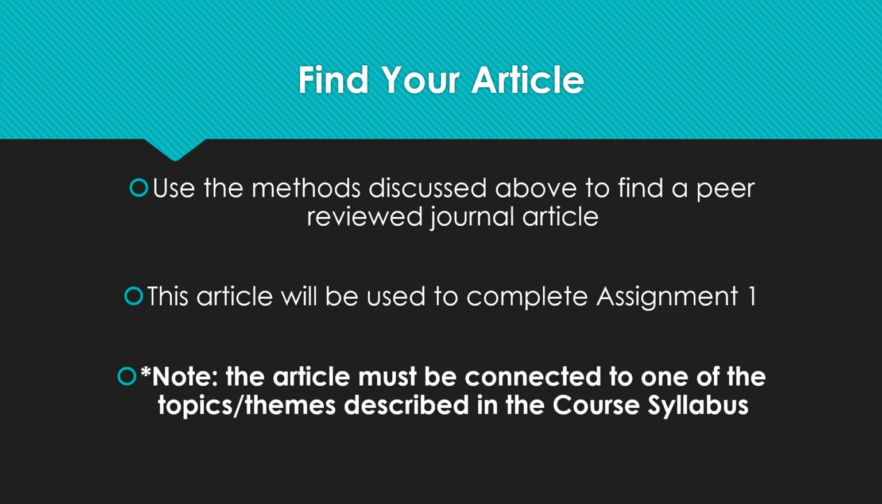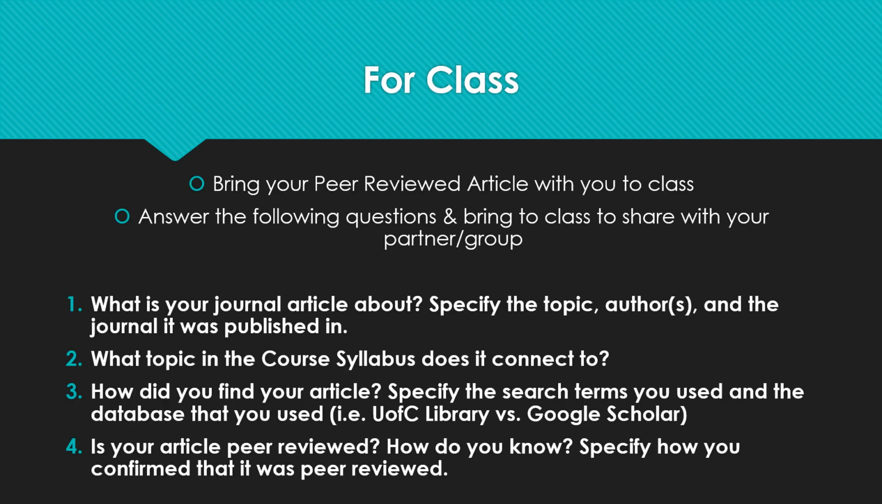Now that you understand what peer review is, how to determine if an article has been peer-reviewed, and how to use the University of Calgary Libraries and Google Scholar, you will now find a peer-reviewed journal article. This article that you find will be used to complete Assignment 1, and please note that the article you select must be connected to one of the topics and themes described in the course syllabus. Once you have found your peer-reviewed journal article, please be prepared to bring the article with you to class in addition to answers to the following questions to share with a partner and small group.